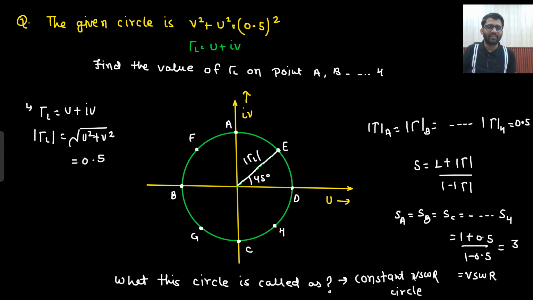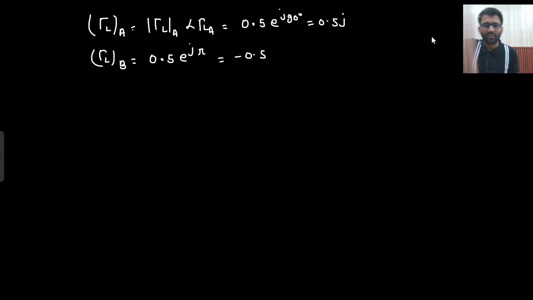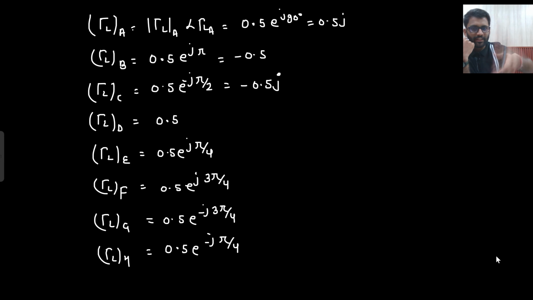A, B, C, D, E, F, G, H, I, J, K, all the others you write down. Okay, write down all the values, then check whether you have written them correctly or not. These are the values we will get, which I have already written down. So why waste time?